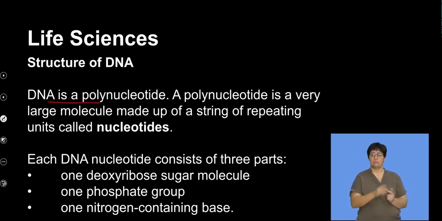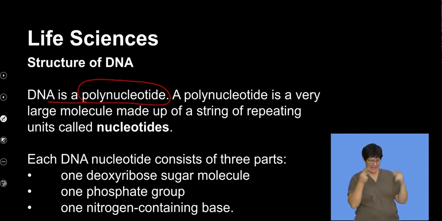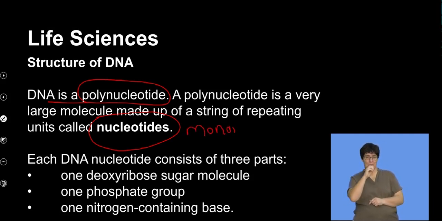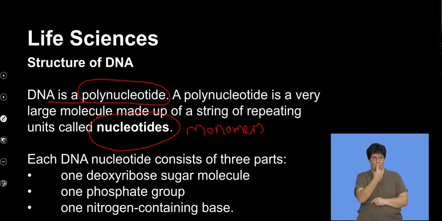DNA is a polynucleotide structure, guys, made up of many nucleotides. It is a polymer, and it's made up of building blocks called nucleotides. So these monomers of DNA are called DNA nucleotides. So these are the monomers.